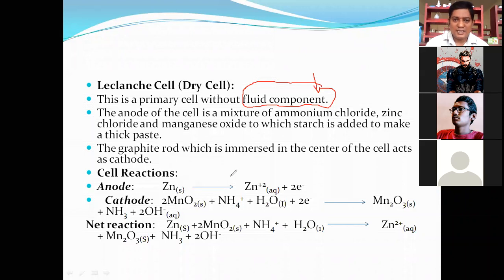Okay, now see this. Now we will see the reaction here. It's very, very important. Zn gives rise to Zn2+ plus 2 electrons. Loss of electrons is known to be oxidation reaction. Now the zinc metal cap is known to be the anode.